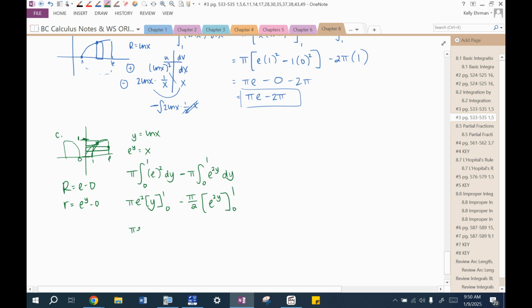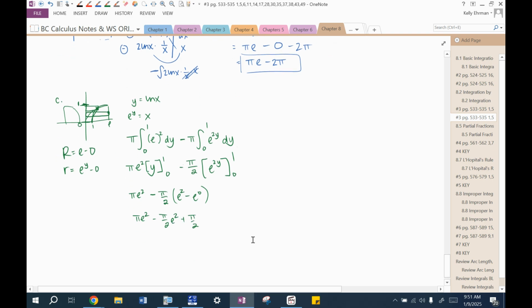So this is pi e squared times 1 minus pi e squared times 0, so pi e squared, minus pi over 2 times e squared minus e to the 0. Pi e squared minus pi over 2 e squared plus pi over 2. That seems like pi over 2 e squared, if I combine those like terms, plus pi over 2. And checking my answer key, that's what I had. So yay. Okay, that was a challenging assignment for sure.